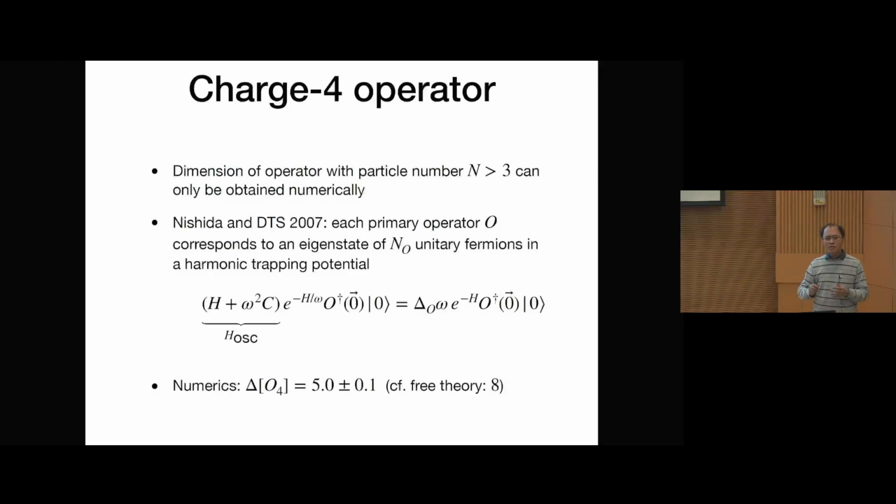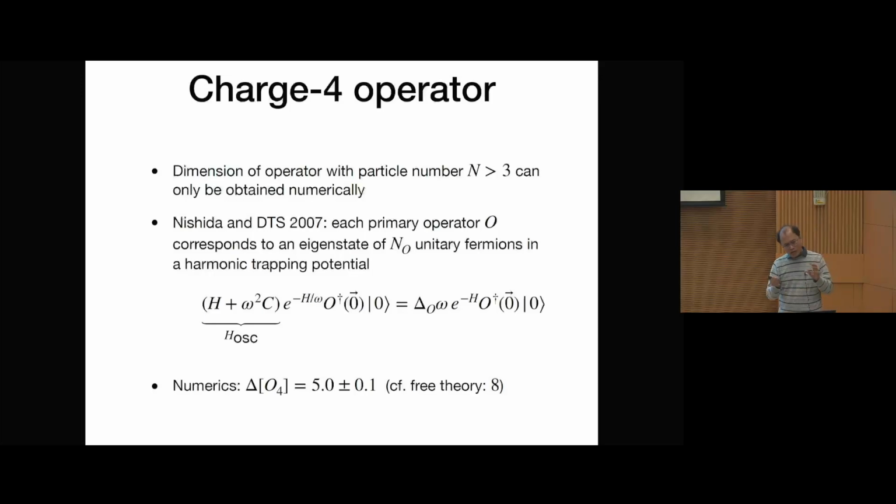This fact can be shown purely algebraically by constructing this state. One first acts on the vacuum with the creation operator, that is the Hermitian conjugate of that operator. We get some state with n particles all sitting at the same point, and then we evolve that state using the Hamiltonian in free space, in Euclidean time, so that the wave function smears out a little bit into roughly a Gaussian shape, and one can show that this wave function is the wave function of the Hamiltonian in a harmonic potential. Numerically, the dimension for the charge 4 operator has been determined to be around 5, compared to the free theory where the dimension would be 8.